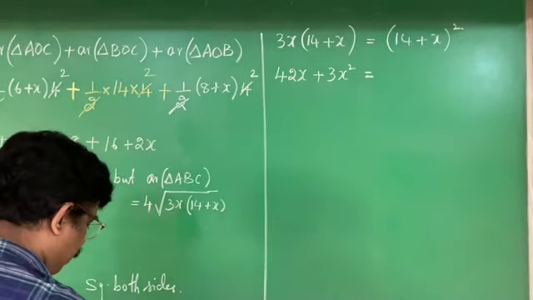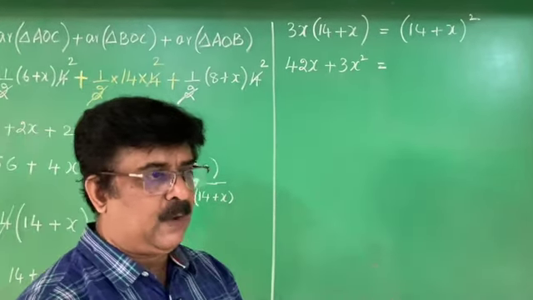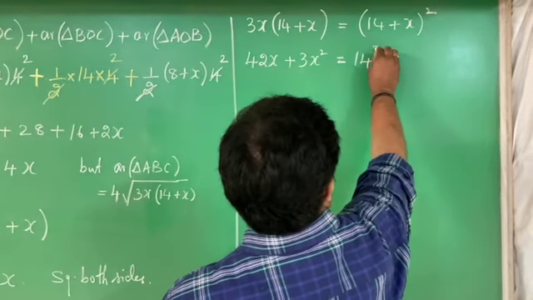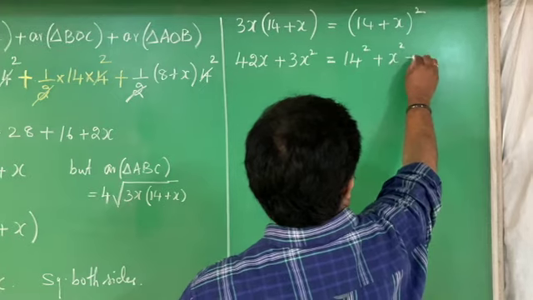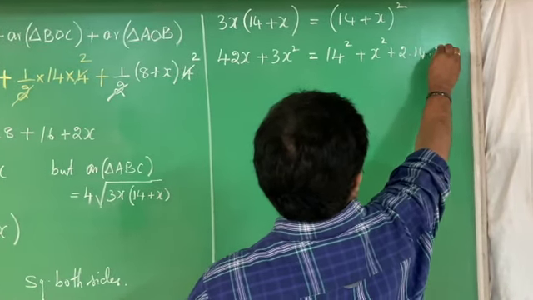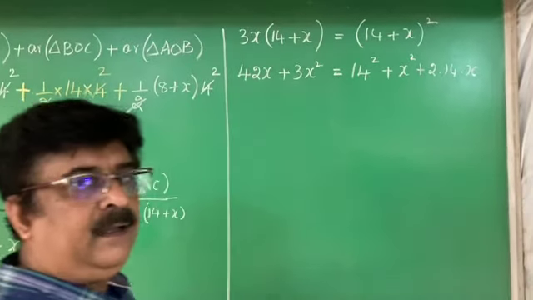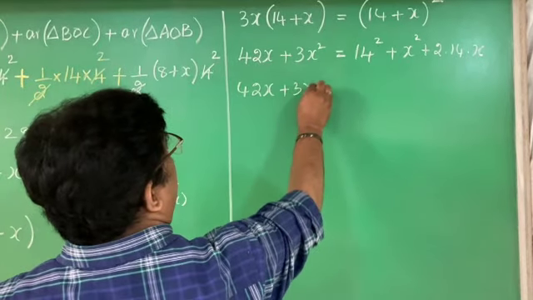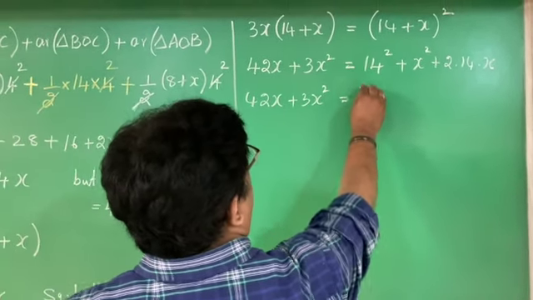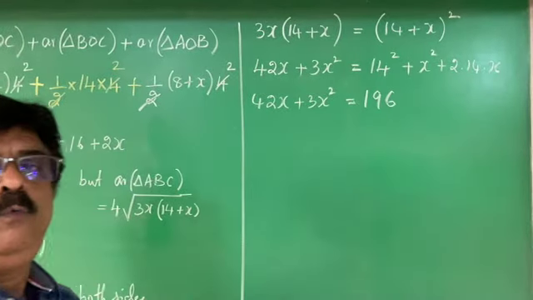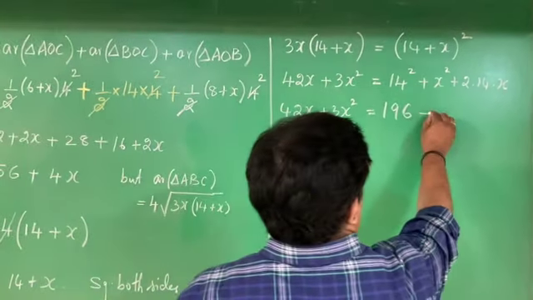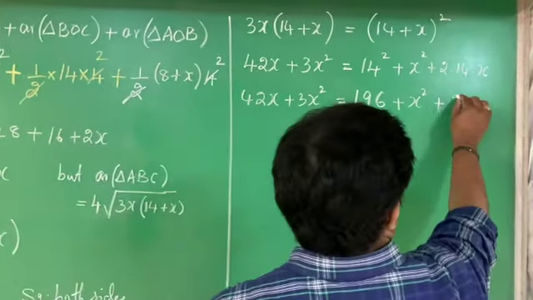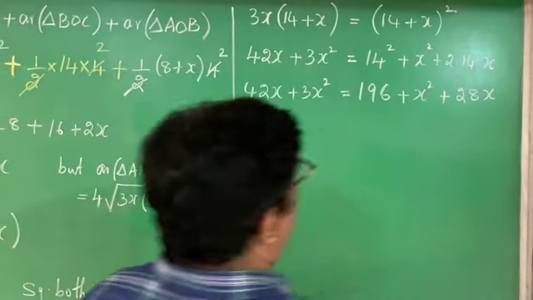It is (a plus b) whole square. (a plus b) whole square is equal to a square plus b square plus 2ab. a square, 14 square, plus b square, x square, plus 2 into 14 into x, 2ab. Right? Now, 42x plus 3x square is equal to 14 square, which is 196. 14 into 14, 196. Plus x square plus 2 into 14 is 28x. Now we have to transfer.